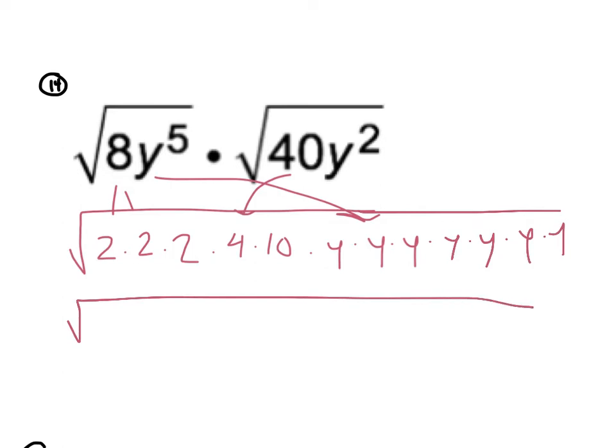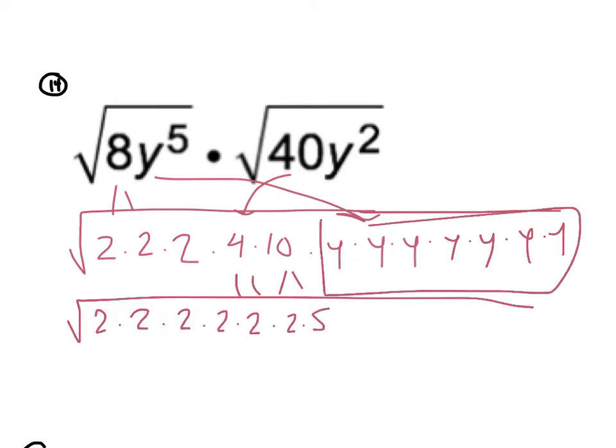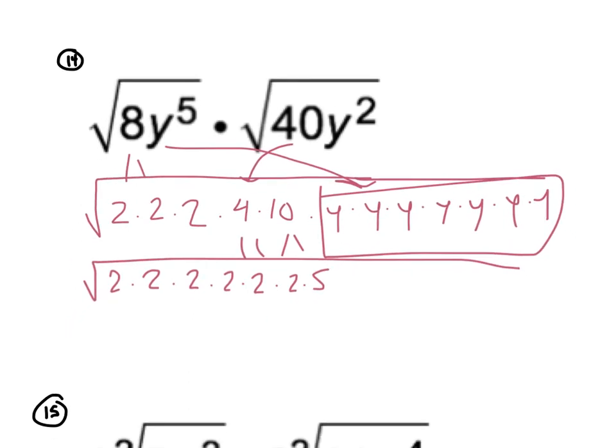So now I need to break down the 4 and the 10. So we have 2 times 2 times 2 times 2 times 2 times 2 times 5. And then we have 7 y's, which I'm not going to rewrite, but we can just look at it here. Since we don't have a number out here, that implies that our index is 2. So we're going to circle all pairs of 2. So we have 2, 2, and 2.